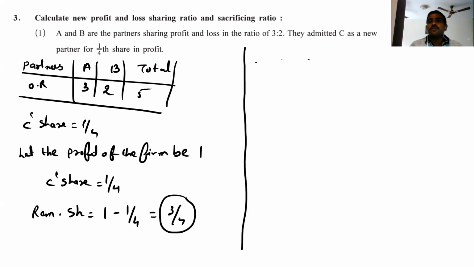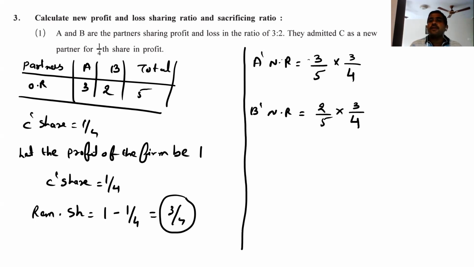Now we start the sum. A's new ratio: A is already getting 3 is to 2, that is 3/5. Now he gets 3/5 of 3/4. In the same way, B's new ratio: B is earlier getting 2/5, but now he will get 2/5 of 3/4. Then comes C's new ratio, which is already fixed, that is 1/4.